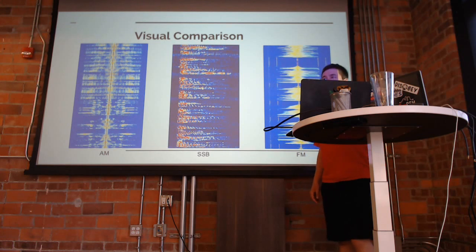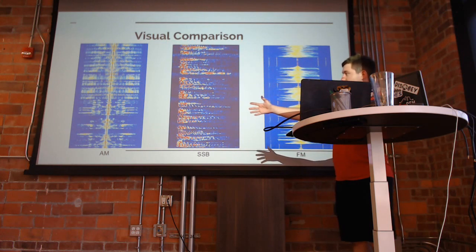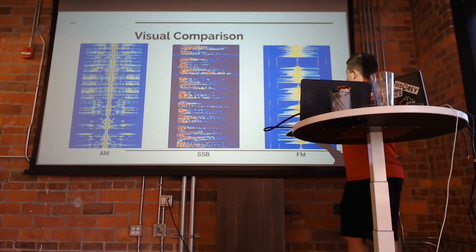On the left, you have amplitude modulation. In the middle, you have the single sideband, which is half. There are different signals, but essentially it's the upper half of the amplitude modulation. And then there's the frequency modulation.